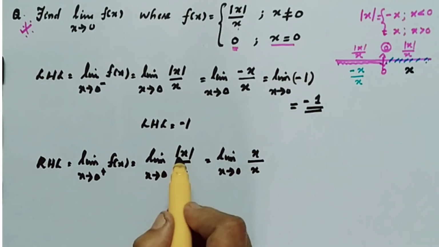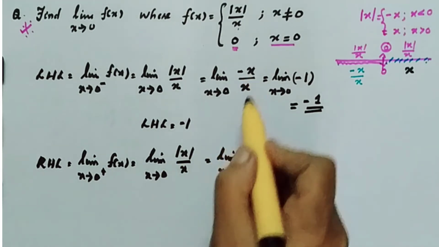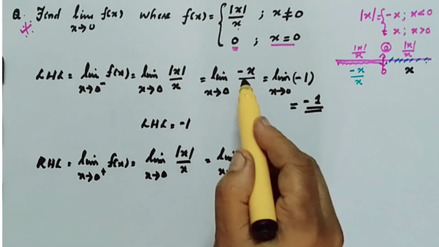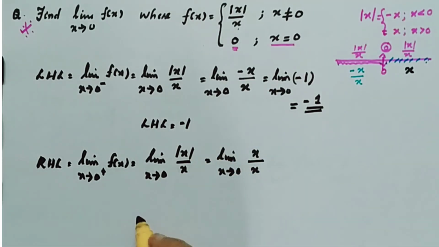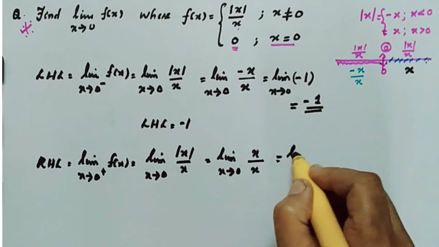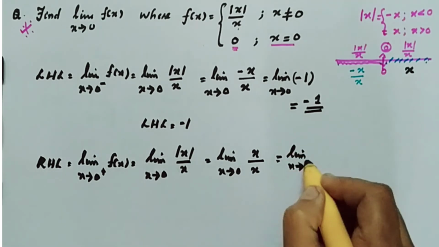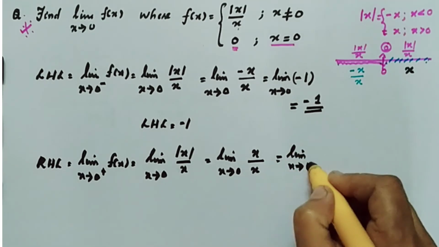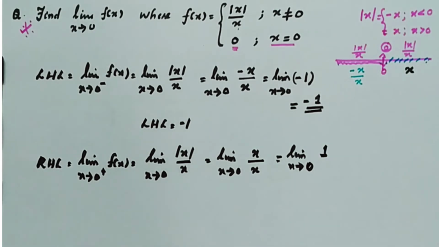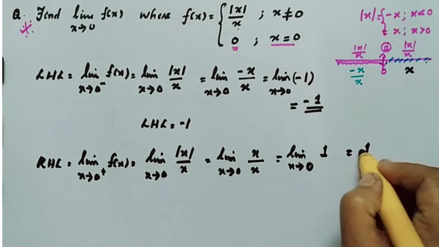The value of mod x is minus x or plus x, accordingly as we are on the left side or on the right side. Now, the limit as x tends to 0 of x by x is 1. So the answer is 1.